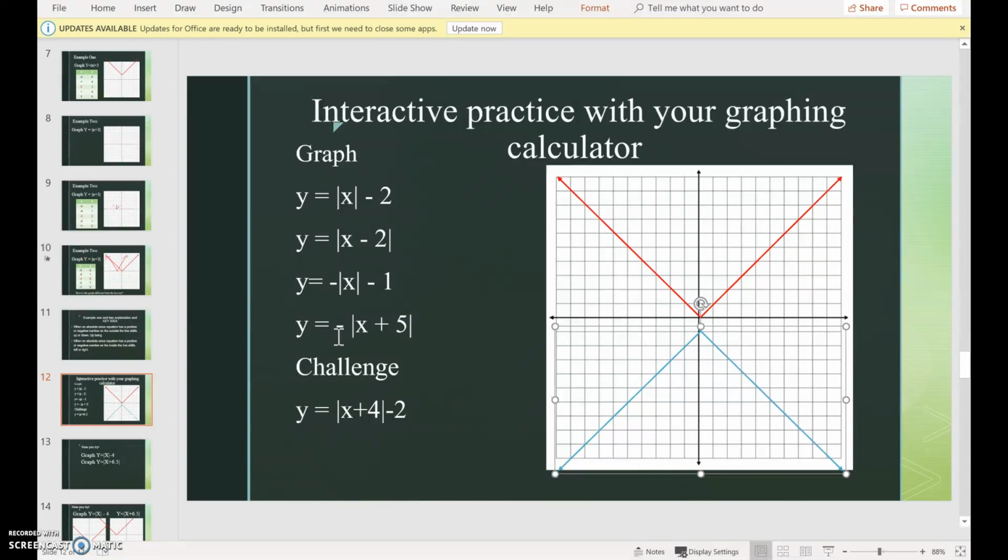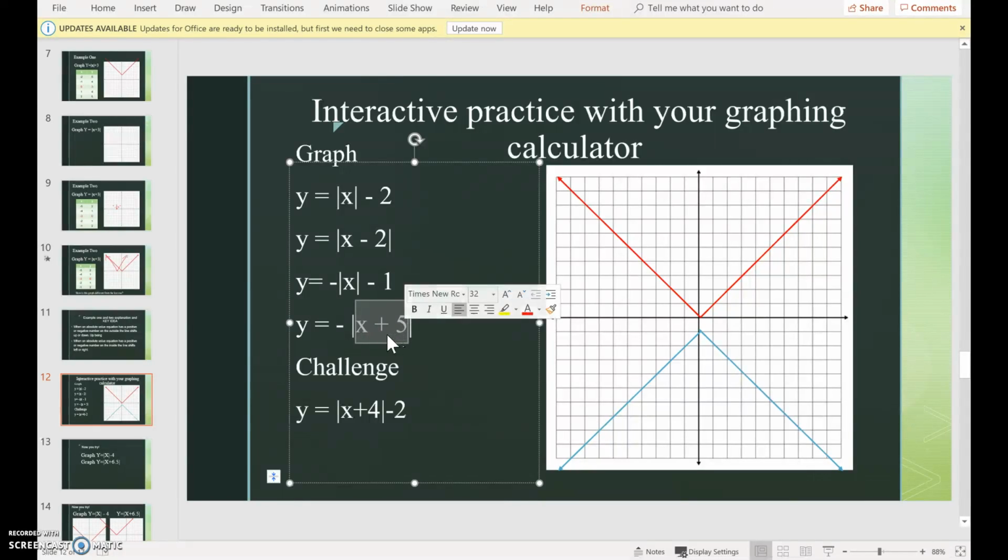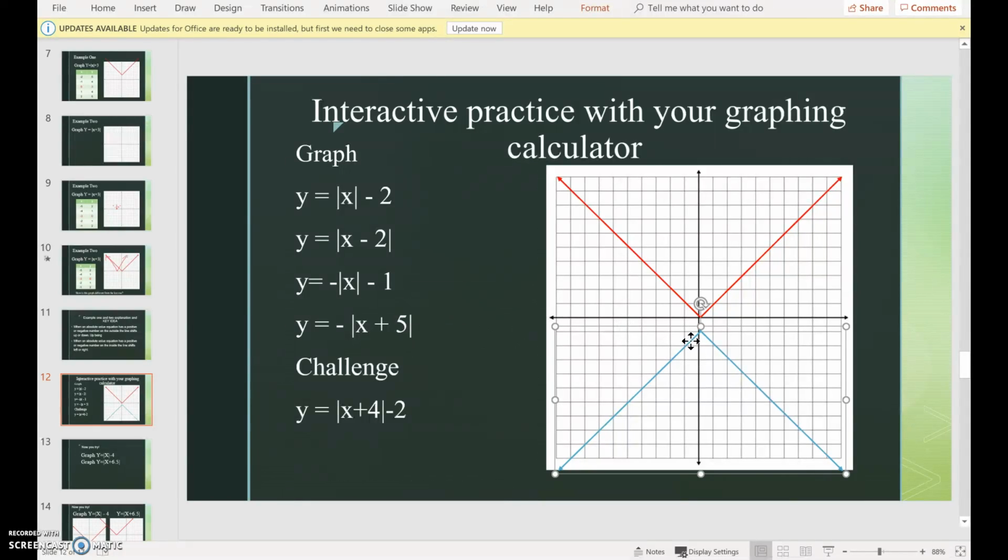Okay. What about y equals negative absolute value of x plus 5? Oh, that's kind of tricky. So the inside tells me it's going to shift, and that's plus 5. So that one was going to shift to the left, negative 5. And then it's going to open down because of the negative out front. And so that's what you see right here in the blue. Well, that's what that would be.